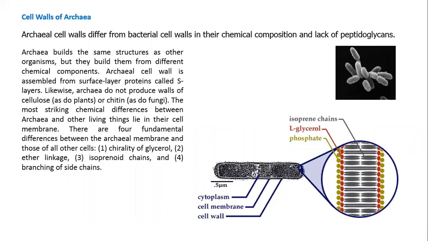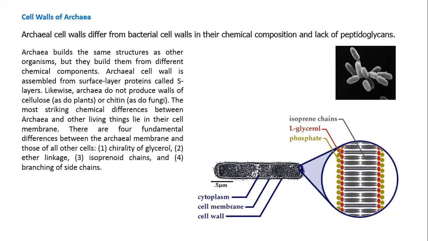Now let us come to the cell wall of archaea. Archaea are primitive prokaryotic organisms which are separated from bacteria on the basis of their cell wall structure. Basically, the archaeal cell wall differs from the bacterial cell wall in its chemical composition, and they lack peptidoglycans. Archaea build the same structures as other organisms, but they form them from different chemical compounds.